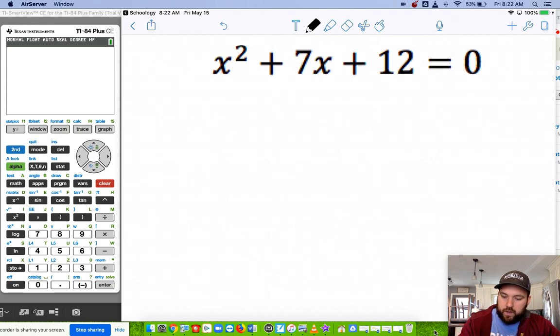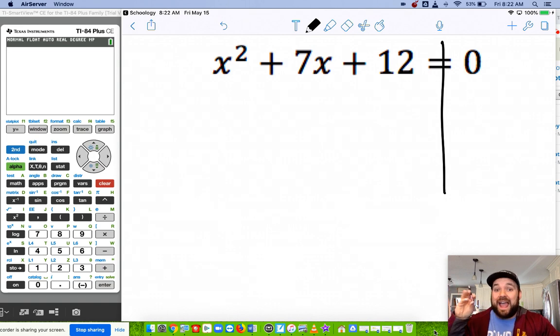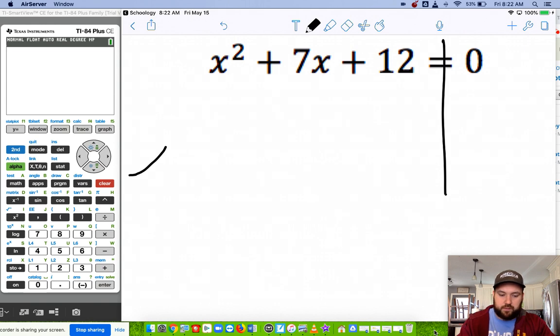So when I'm going to factor this, I'm going to ignore the 0. Now, I should pause real quick. That has to be 0 on the other side. This whole method falls apart if it's equal to 1 or equal to -5. Okay, this equation has to say equal 0. But now that it does, I'm going to focus just on the left side. And I'm going to focus on this x squared plus 7x plus 12.